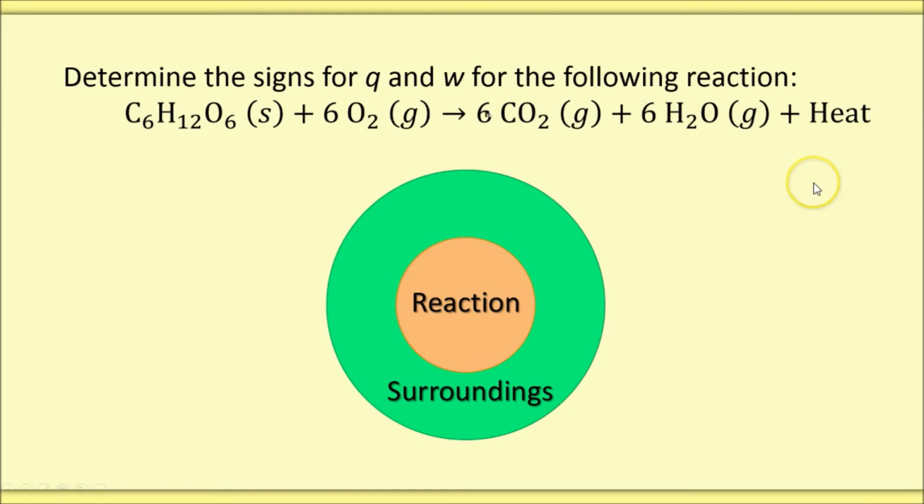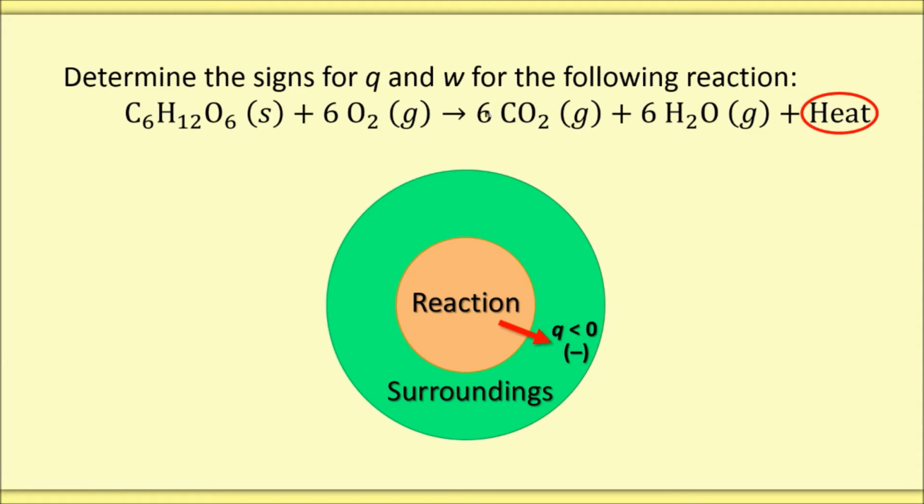We have heat as a product over here, which means that heat is being exerted from the reaction. The reaction is producing heat, which means that heat is leaving the reaction and going into the surroundings. That's what it means for heat to be on the product side of the reaction. Heat is leaving the reaction, going into the surroundings. So we know if heat's going from the system to the surroundings, Q has to be negative.